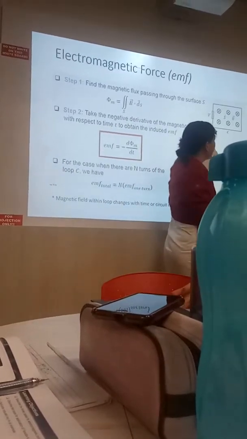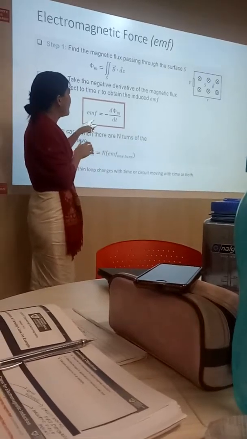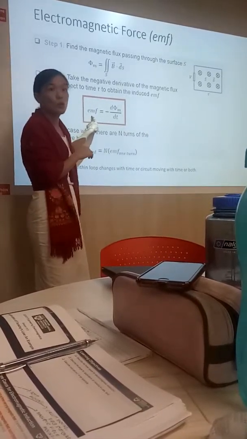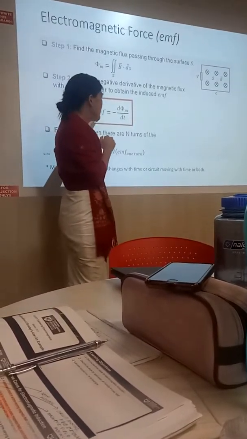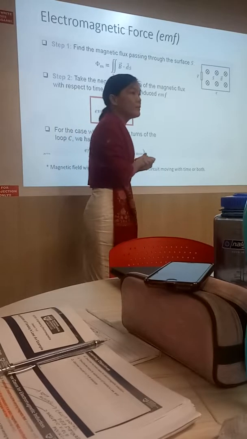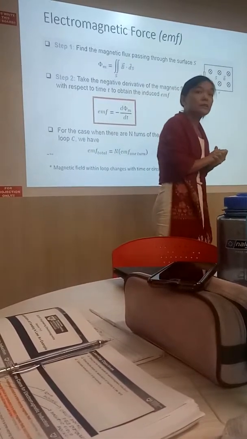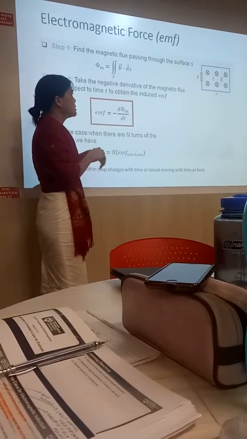Integrate over this surface, and you get the total magnetic flux within this loop. Then you can find the induced EMF, which is a voltage. EMF we know is electromotive force, which is a voltage. You can find the induced voltage by differentiating the total magnetic flux enclosed within the loop by time.